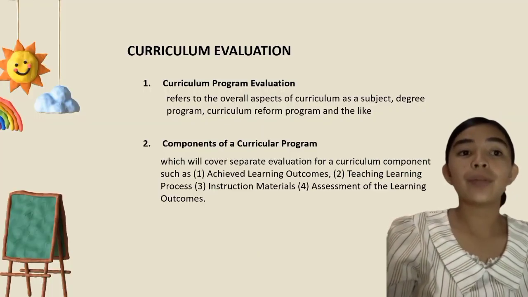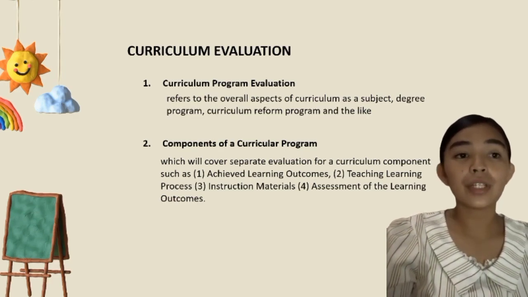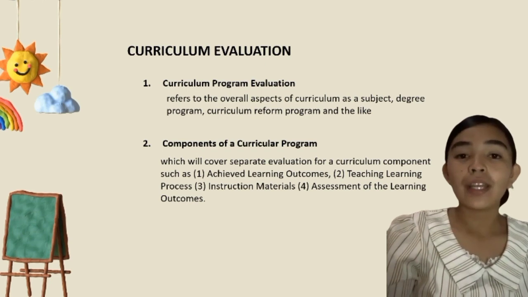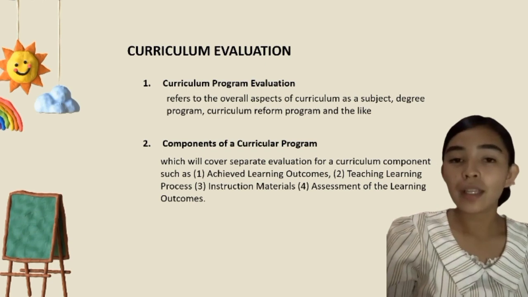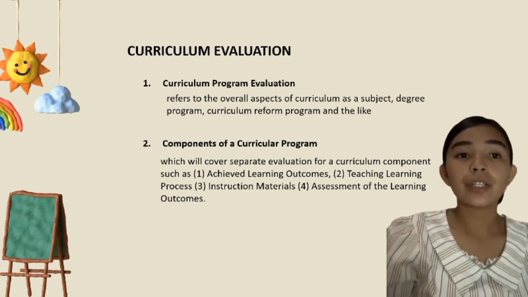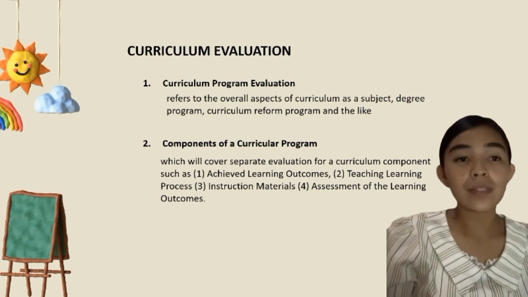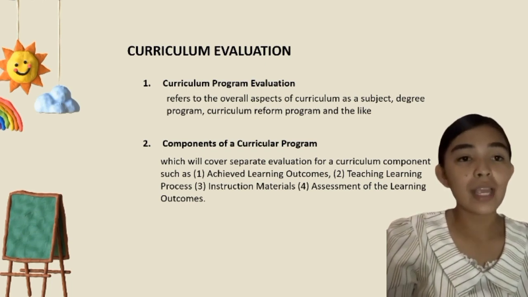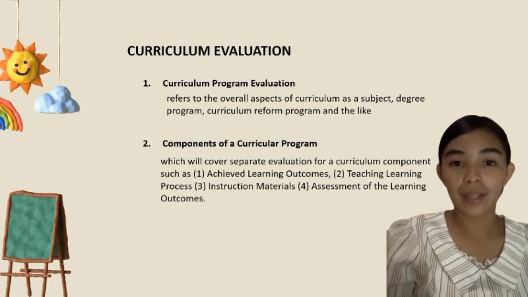First is curriculum program evaluation, which refers to the overall aspects of curriculum as a subject, degree program, curriculum reform program, and the like. Second is components of a curricular program, which will cover separate evaluations for a curriculum component such as first, achieved learning outcomes, second, teaching learning process, third, instructional materials or IMs. Fourth is the assessment of learning outcomes.